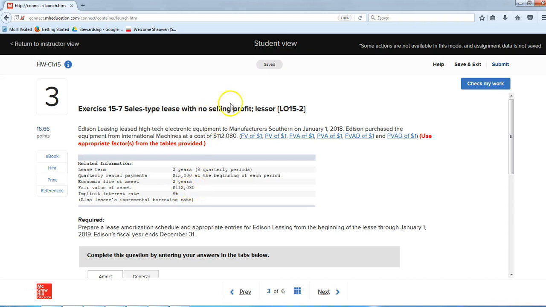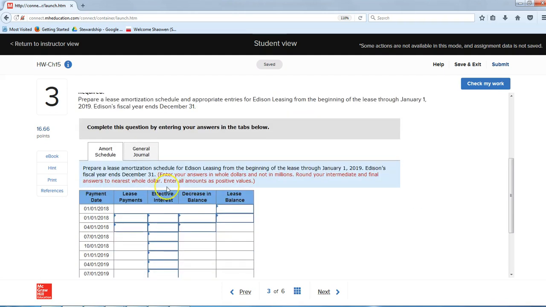If they sell this asset, they will sell it for $112,080, so they are not making any selling profit. Their cost of buying this machine is $112,080, and the selling price of this machine is also $112,080. Now we are asked to prepare an amortization schedule.